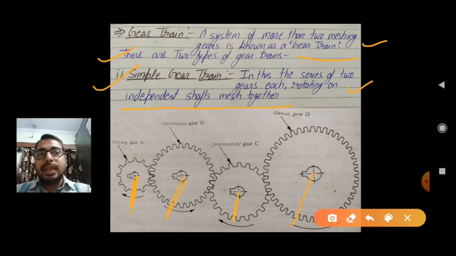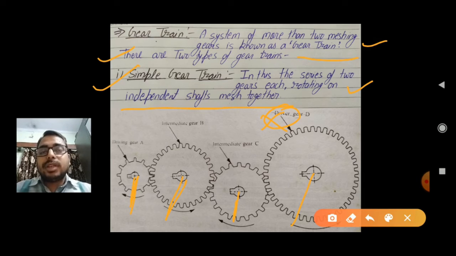In this case, gear A is the driving gear because it produces power. Gear B and gear C are intermediate gears because they don't give power to any outer shaft or system. They are the intermediate stage between gear A and gear D, and gear D is the driven gear. The label written here saying driver gear is wrong. Gear A is the driving gear and gear D is the driven gear, which is driven due to the influence of gear A, or we can say due to the intermediate gears B and C.